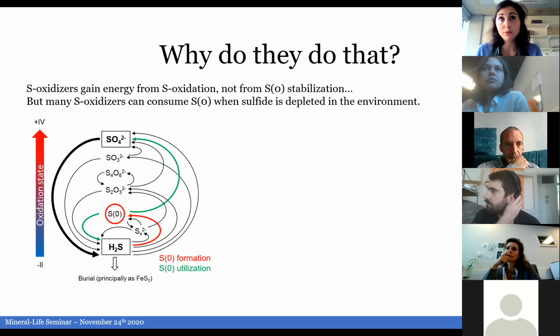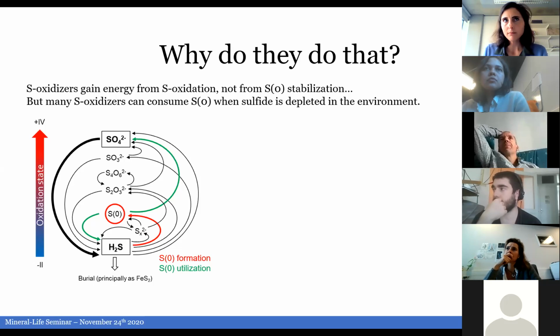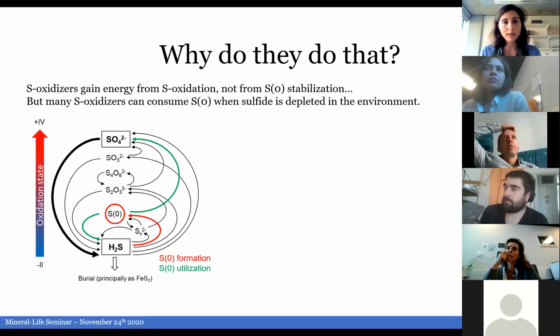I think it could be true in some environments. The environments I'm working in are usually very rich in sulfide, so that's not the limiting component of the cycle. You have an outside source of sulfide that's really flushing the system with sulfide. So I don't think in this case it would be really needed to have this kind of symbiosis.